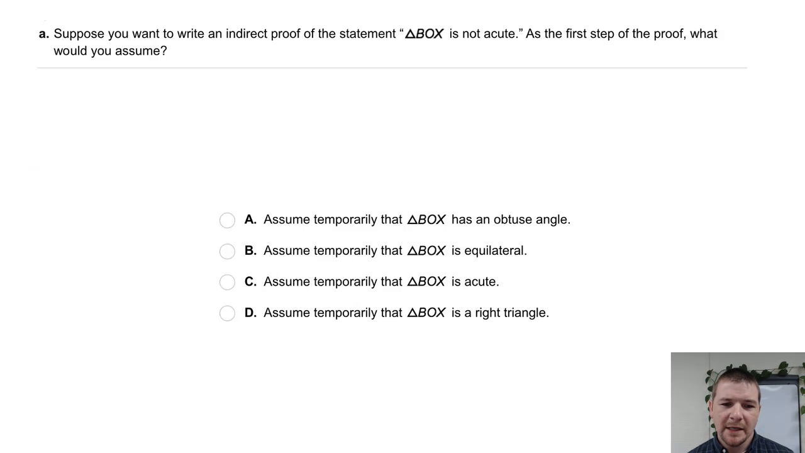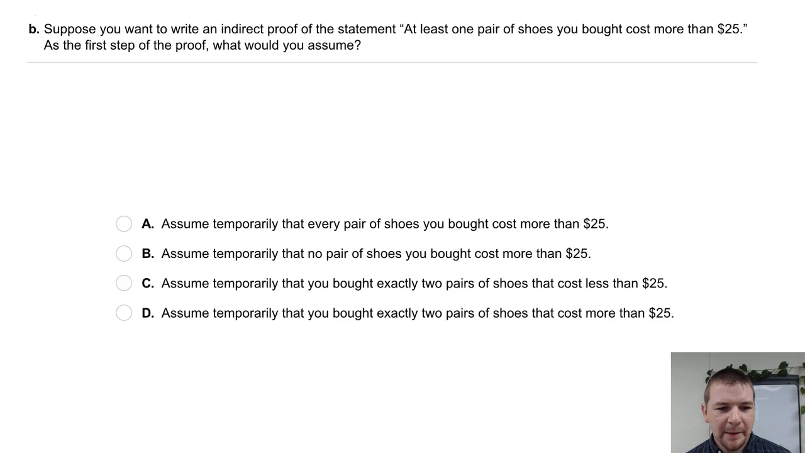Your turn. Suppose you want to write an indirect proof of the statement triangle BOX is not acute. As the first step of the proof, what would you assume? And B, suppose you want to write an indirect proof of the statement at least one pair of shoes you bought cost more than $25. As the first step of the proof, what would you assume?